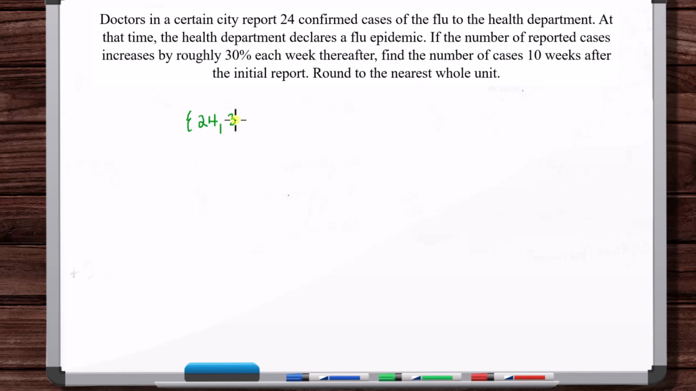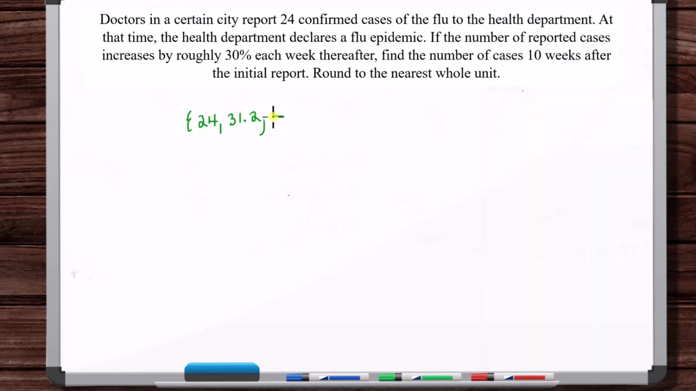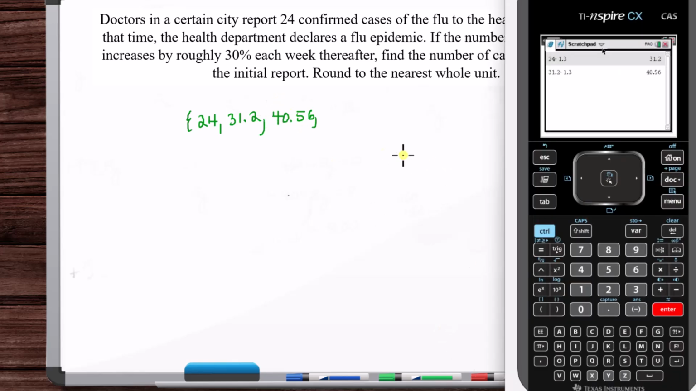Then A sub 1 is 31.2. And then 31.2 times 1.3 is 40.56. Okay, and we'll round at the end. So I'm not rounding right now. I'm going to keep the decimal places, but then at the final answer we'll round it. Okay, so multiply this times 1.3, 52.73.